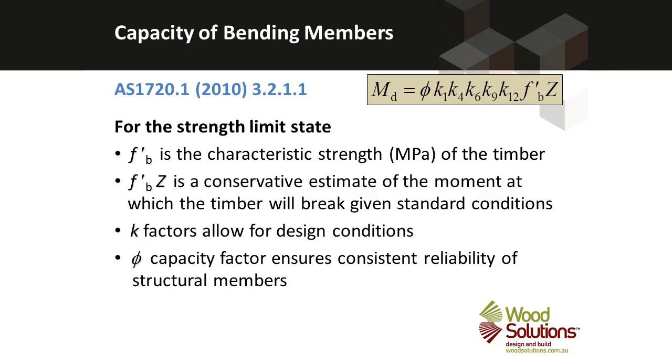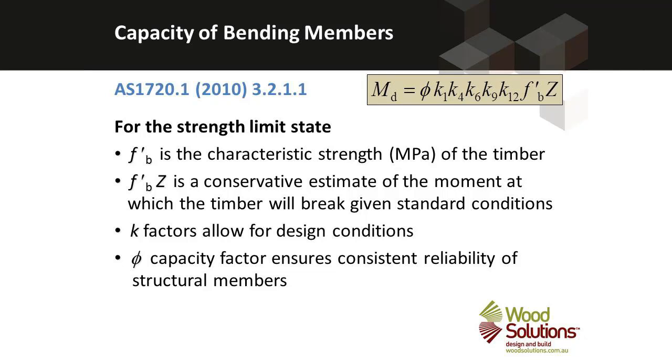Now, all of those factors look a little bit complex, but they all model the behaviour of the timber, the understanding that we have of the behaviour of a bending member in service. At the far right hand end is F'b, the bending strength of the timber, times its section modulus.